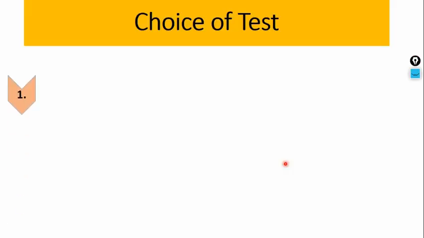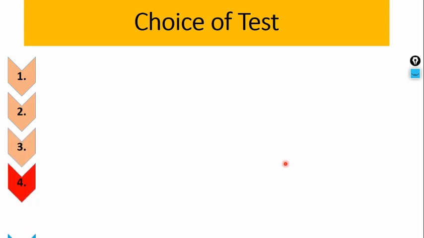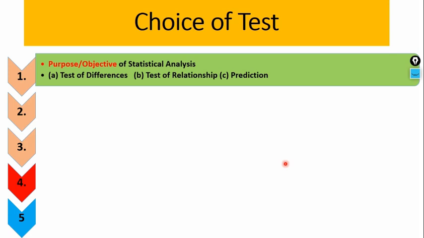Choice of test. The choice of test depends on many things. For example, first, this is a procedure. First of all, we have to decide our purpose or objective of statistical analysis. What would you like to do? Test of differences, test of relationship, or prediction? There are different tests for test of difference, test of relationship, and prediction.